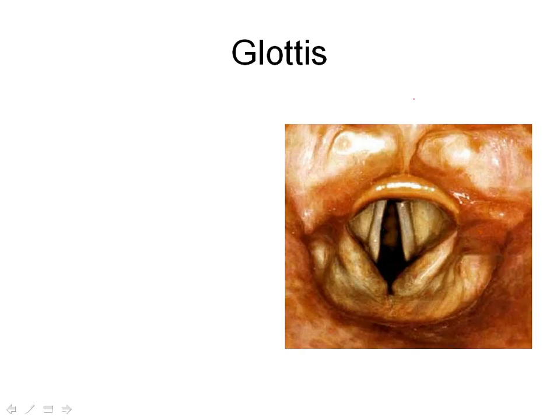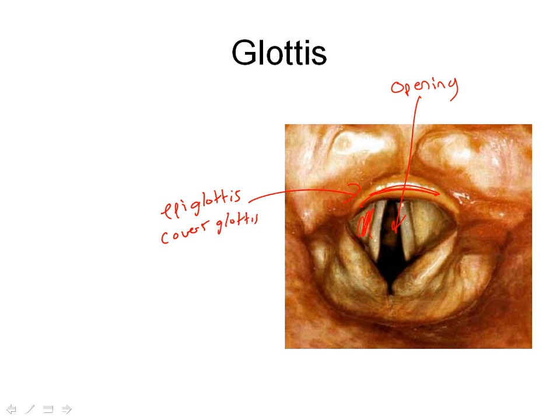We have our glottis. What all this means is just the opening. And we have our epiglottis, and this is the flap of skin which will close when we swallow in order to prevent any food particles from going down our air pipe. So it covers the glottis, and then what we have here on the sides are our vocal cords.